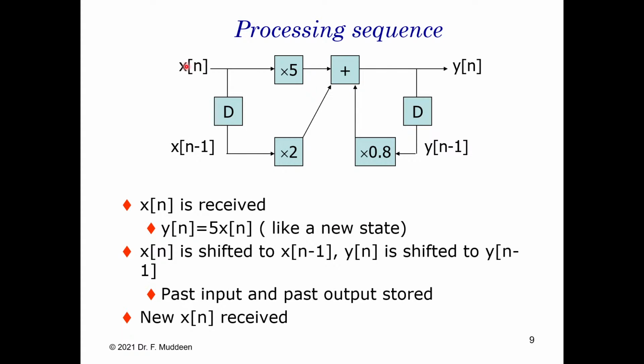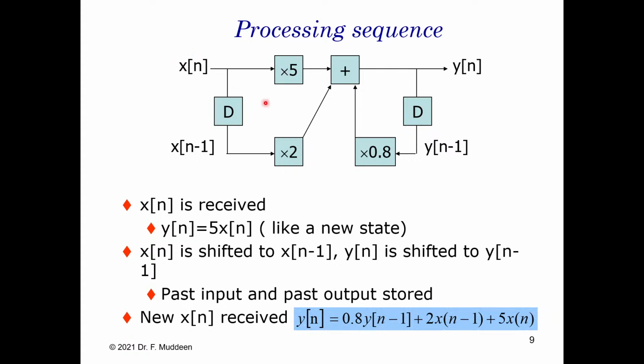The new x of n, being our current x of n, will be received, and then the same processing cycle that we just now saw will occur, where we have 5x of n going in, 2 of x of n minus 1 going in here as well, and then 0.8 of y of n minus 1 going in here as well, and the addition of all of these at this summation point, going to the output of the summation point, gives us our y of n equation as required.